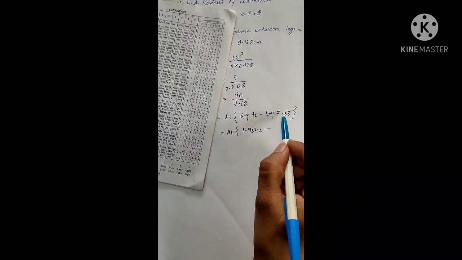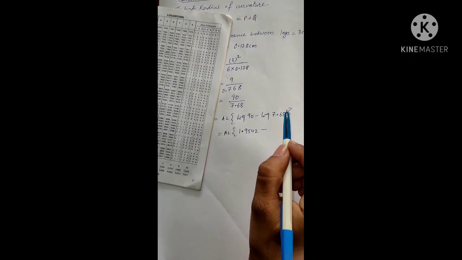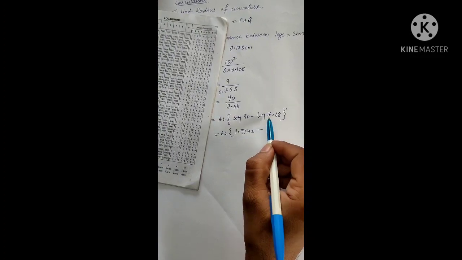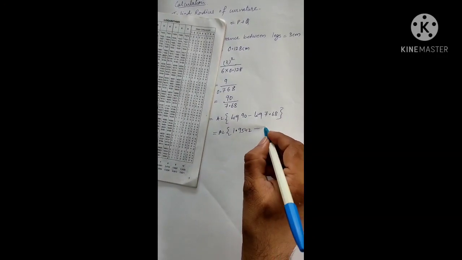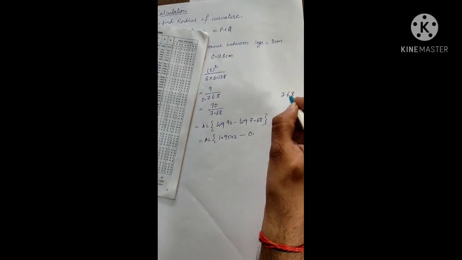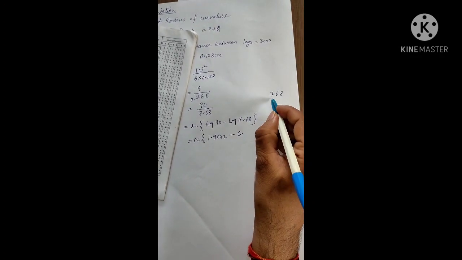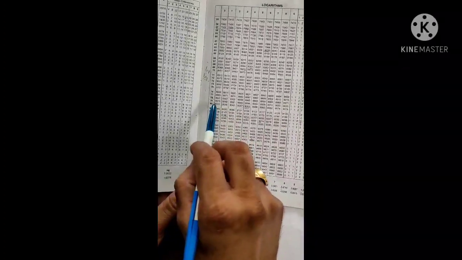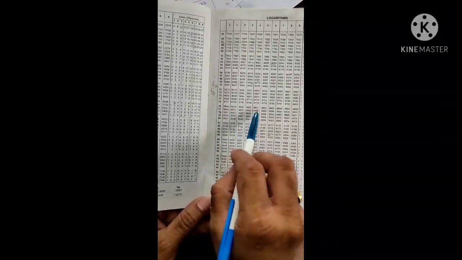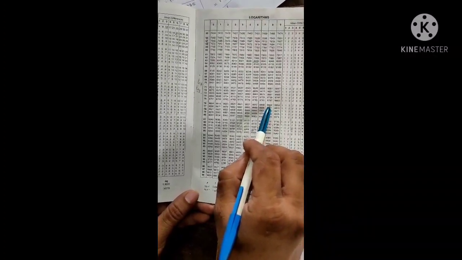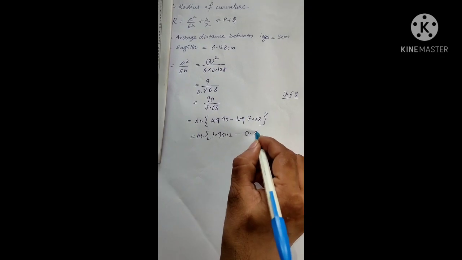Again find the log of this number 7.68. First find out the characteristic, which is the number of digits before decimal minus 1. There is one digit before decimal, 1 minus 1 is 0. Now remove the decimal sign, you will get the number 768. Now see the mantissa of 768: for 76, you have to look at the 8th column. The 8th column of 76 is 8854.